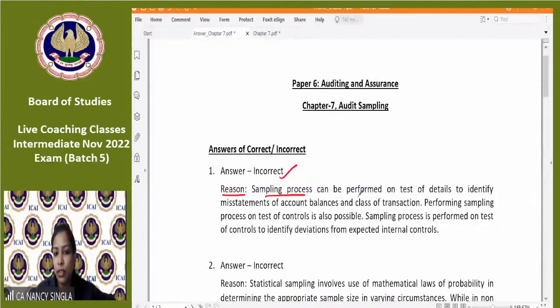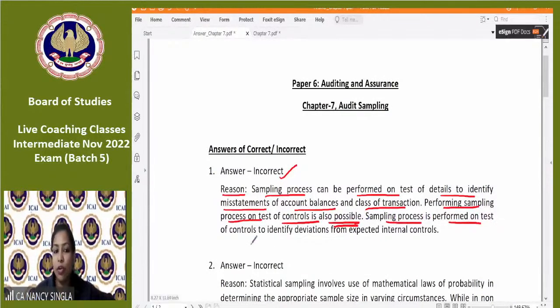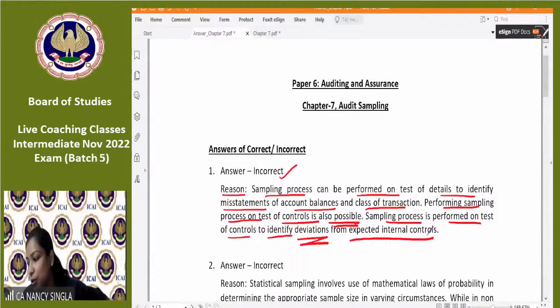Reason, sampling process can be performed on test of detail to identify misstatement of account balances and class of transaction. Performing sampling process at test of control is also possible. Sampling process is performed on the test of control to identify deviations from the expected internal control. देखो Hiral, is it clear how to write the answer? ठीक है, चलो second भी discuss कर लेते हैं.